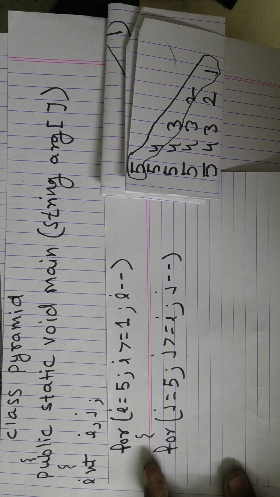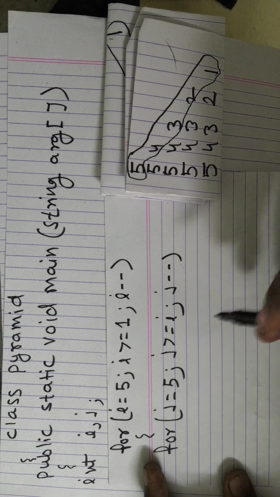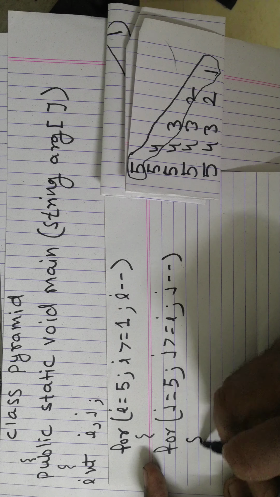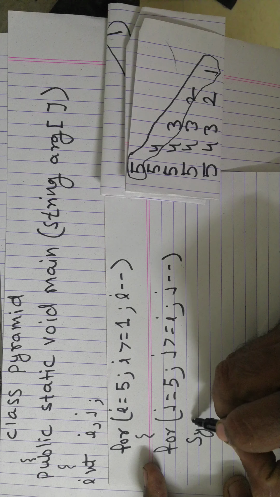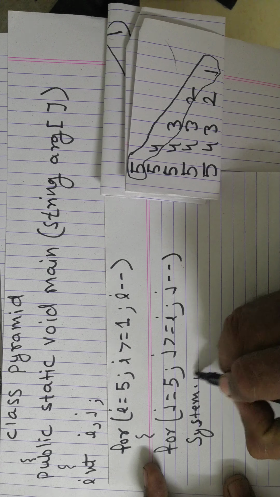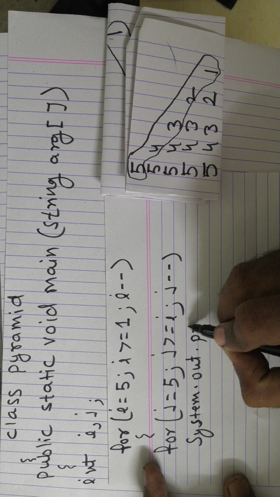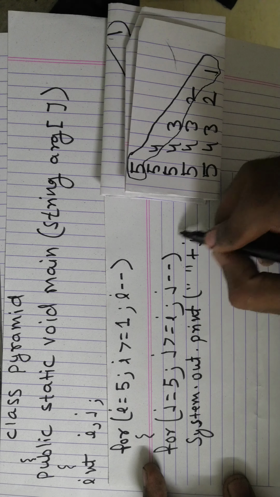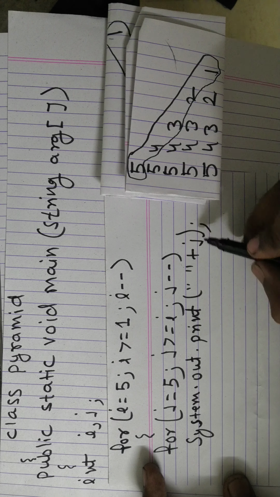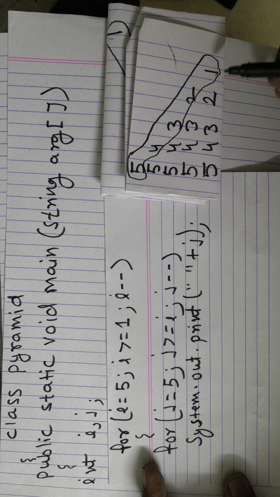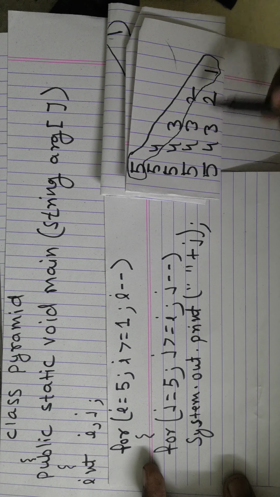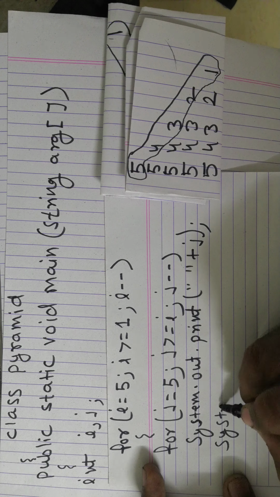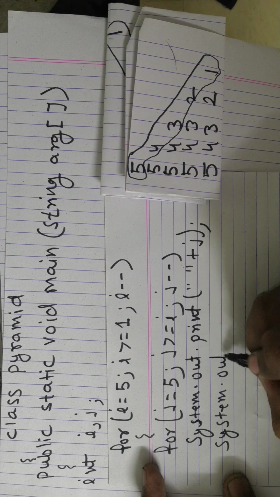Okay, J minus minus. So this is the coding for the column. Now I will write the System.out.print, print double inverted comma plus J. Okay, so I'm printing the column. This System.out.print prints in a horizontal manner. Now this is System.out.println, which works like an enter button.